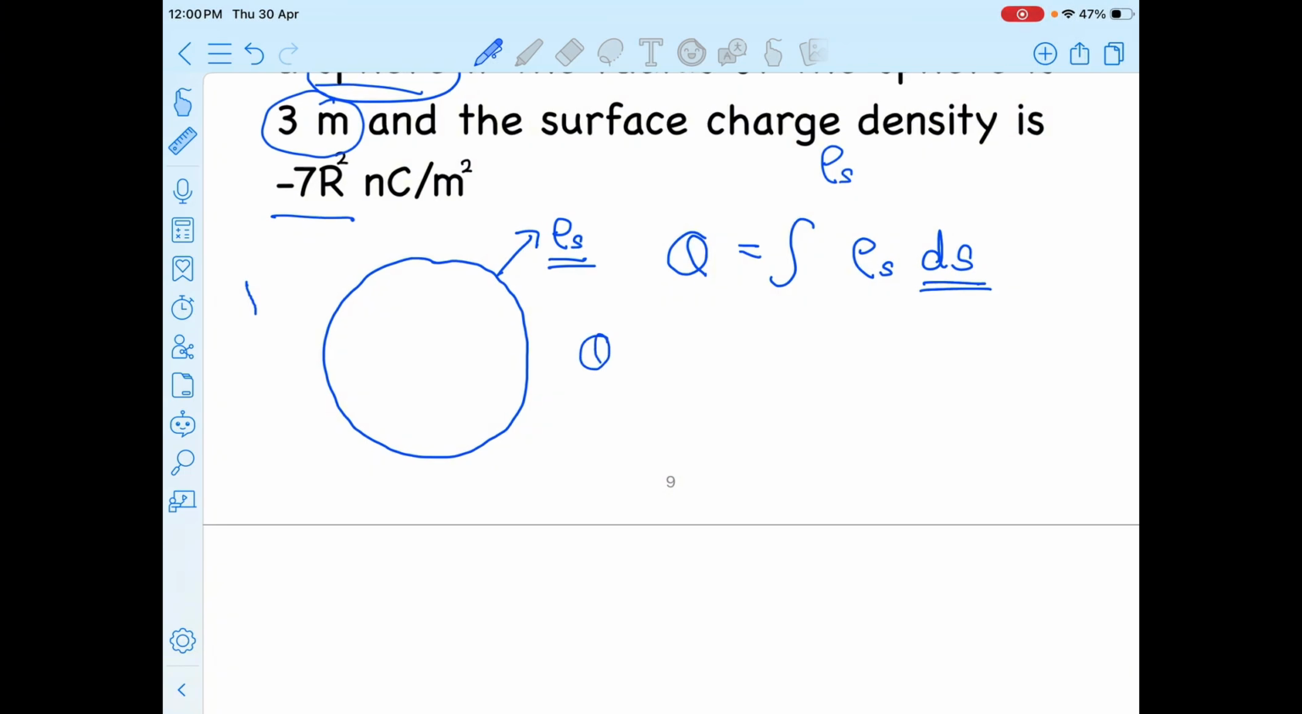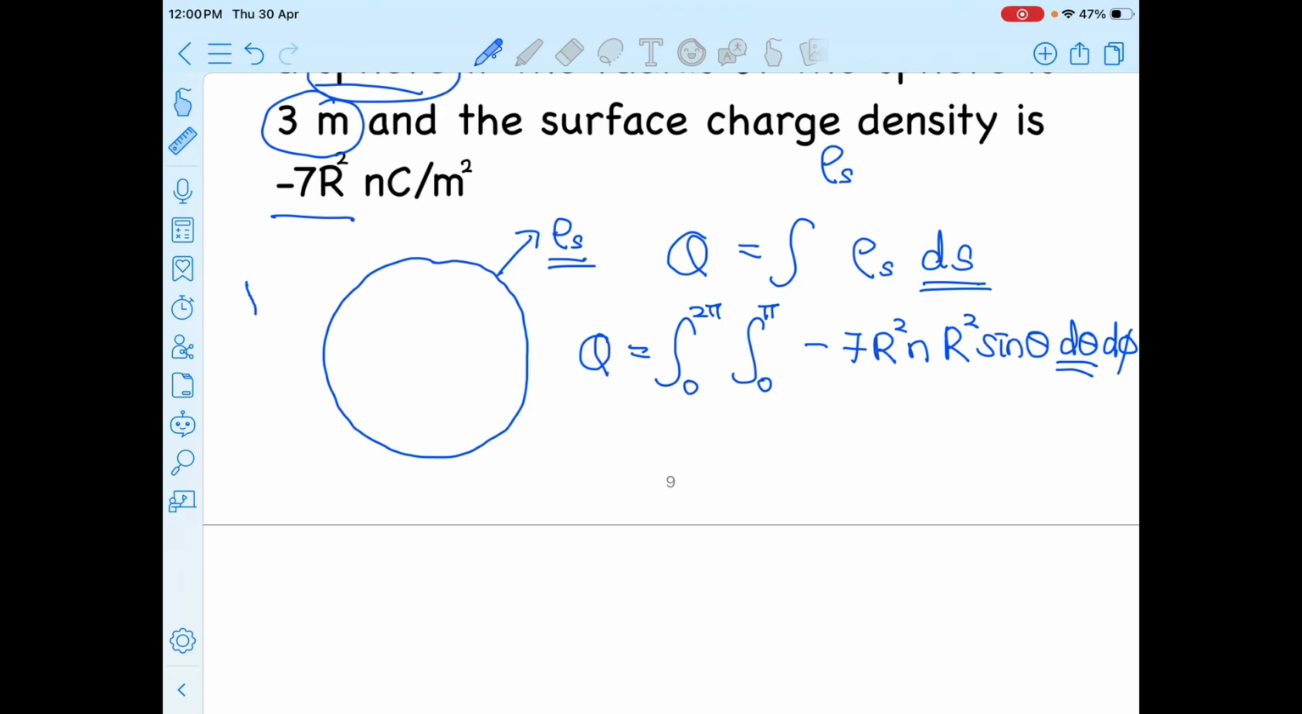So I will write down here Q equals the integral of rho s, which is -7 r square nano, then we have r square sine theta d theta and d phi. Let us insert the interval for theta. For a sphere, theta is 0 to pi and phi is 0 to 2 pi.